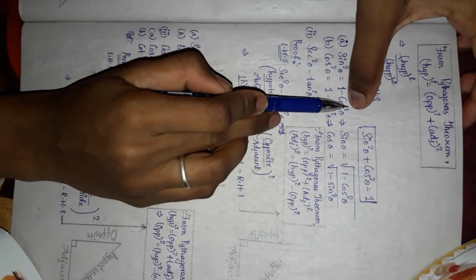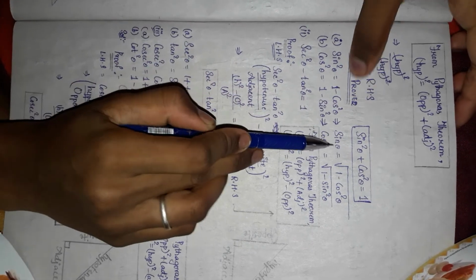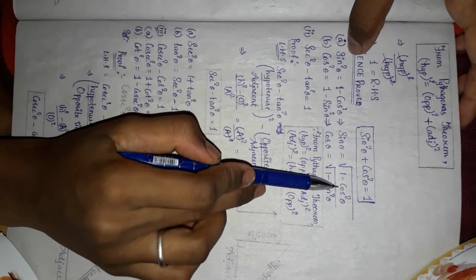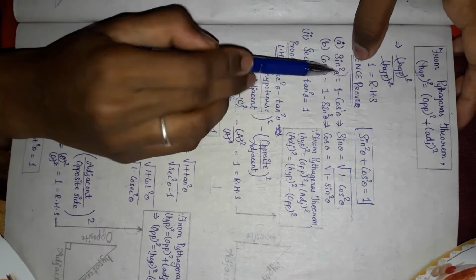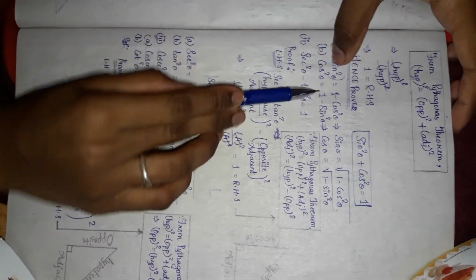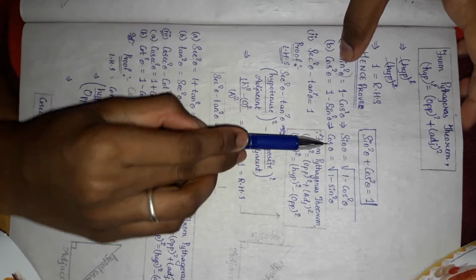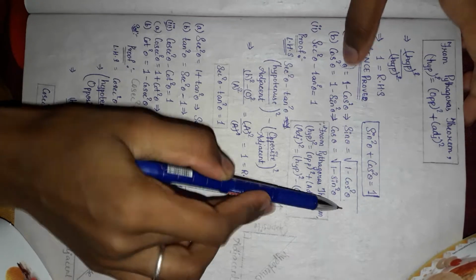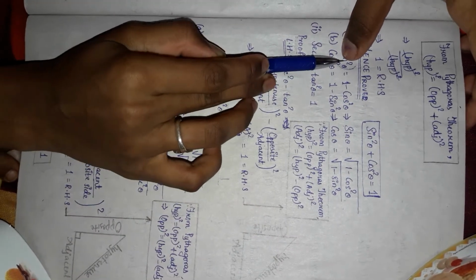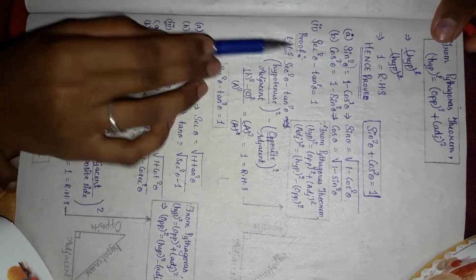And next we can write this formula as sin square theta is equal to 1 minus cos square theta. Sin theta is equal to root 1 minus cos square theta. Why did the root come? Because sin is in the square. Cos square theta is equal to 1 minus sin square theta. Cos theta is equal to root 1 minus sin square theta. Why did the root come? Because cos theta is in square.